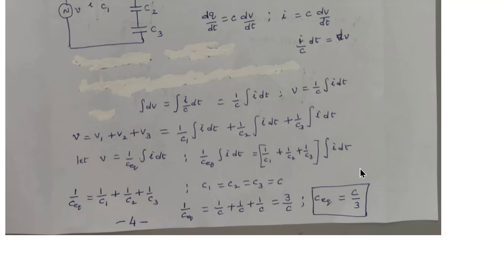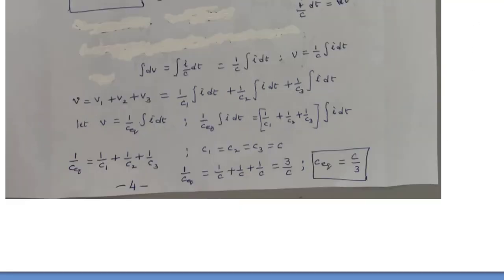If you look at this, this is a series circuit and the current is the same, so this integral I dt is going to get cancelled from the left side and right side. Then we get 1 by C equivalent is equal to 1 by C1 plus 1 by C2 plus 1 by C3. Suppose the capacitor values are the same, that is C1 is equal to C2 is equal to C3 is equal to C. In that case, we get 1 by C equivalent is equal to 1 by C plus 1 by C plus 1 by C is equal to 3 by C. Then we get C equivalent is equal to C by 3. Suppose n capacitors are connected in series. In that case, if the capacitor values are the same, we can write C equivalent is equal to C by n.